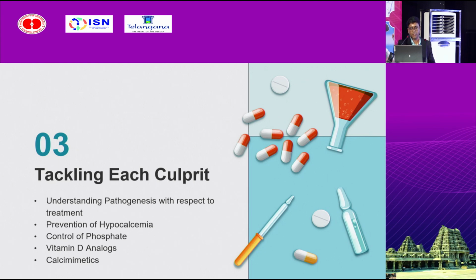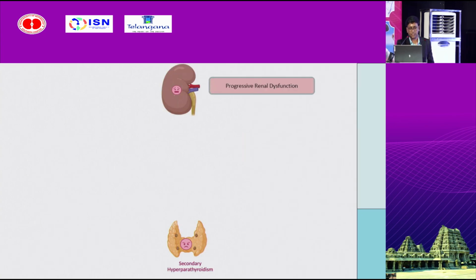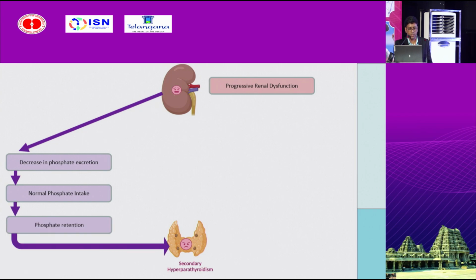So before we understand how to manage hyperparathyroidism, let us discuss in brief the interlinked mechanisms which lead to hyperparathyroidism, so that it helps in taking decisions in its management. With progressive renal dysfunction, there will be decreased phosphate excretion and phosphate retention, which leads to secondary hyperparathyroidism. Increased phosphate combines with circulating calcium, decreasing calcium, and leads to secondary hyperparathyroidism.